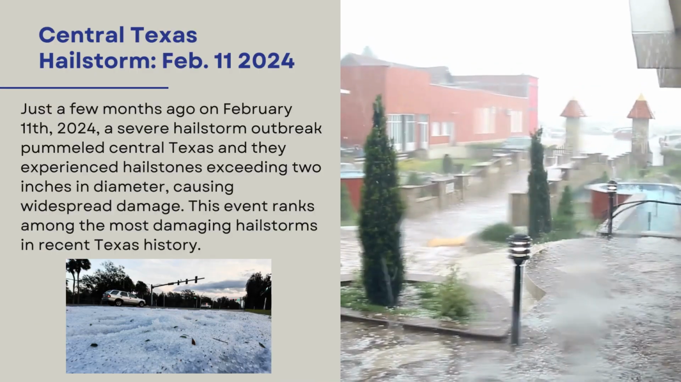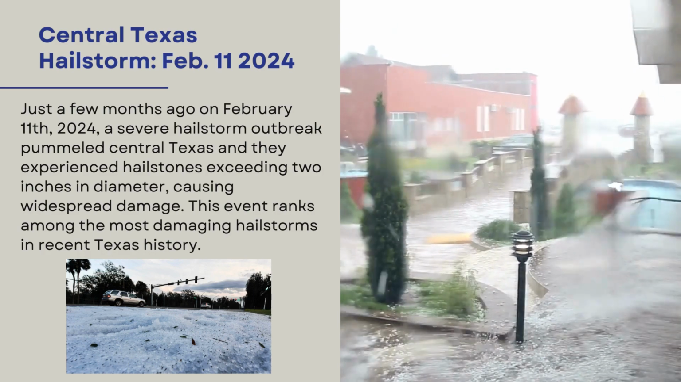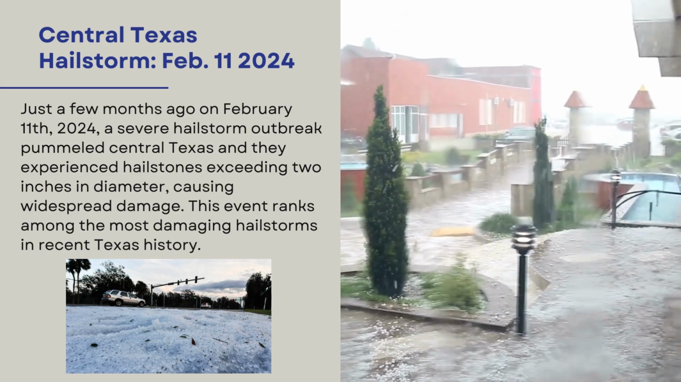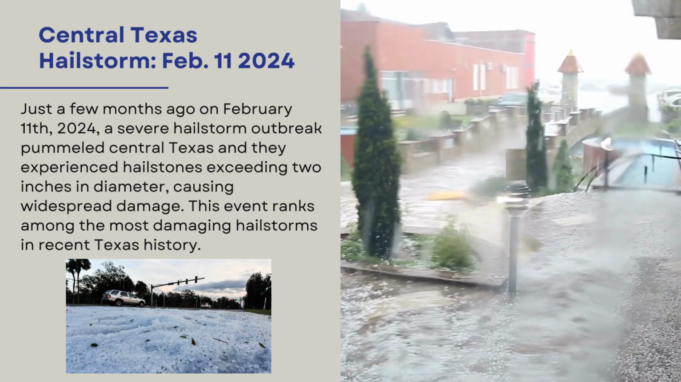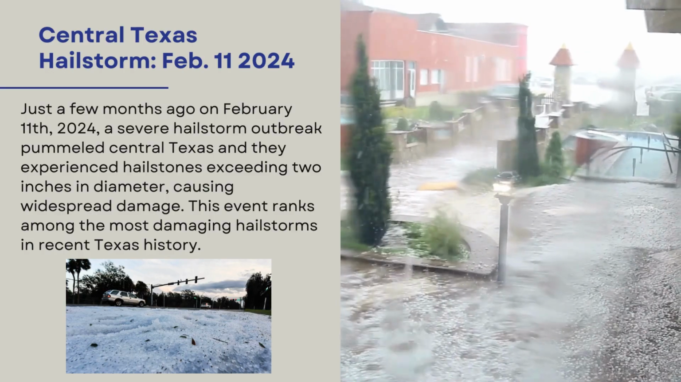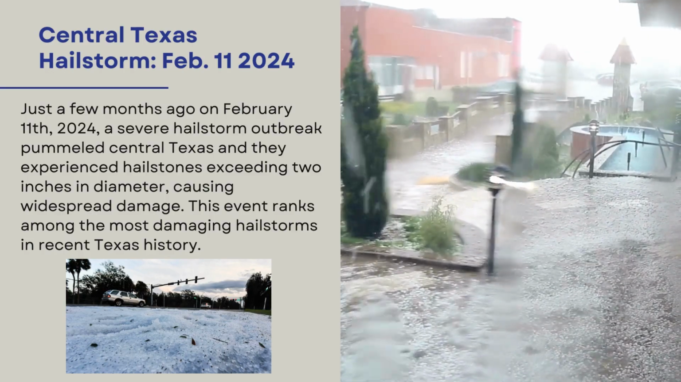Just a few months ago, on February 11, 2024, a severe hailstorm outbreak pummeled central Texas, and they experienced hailstones exceeding 2 inches in diameter, causing widespread damage. This event ranks among the most damaging hailstorms in recent Texas history.